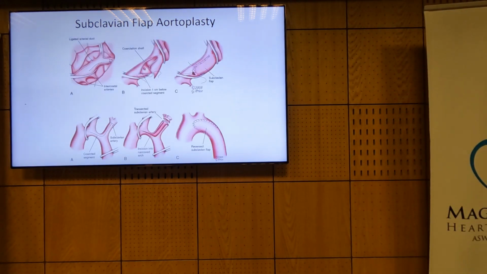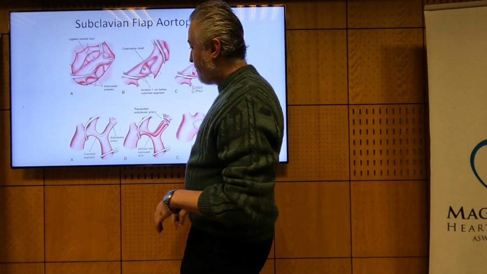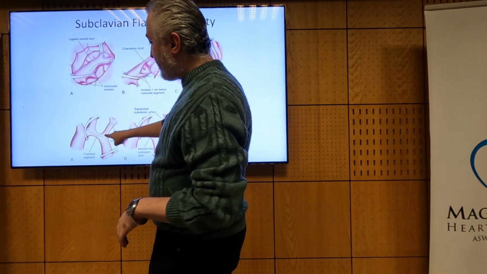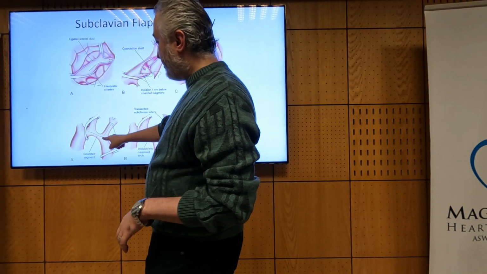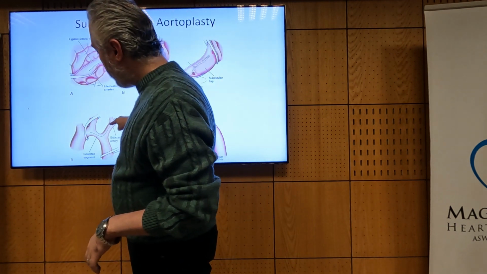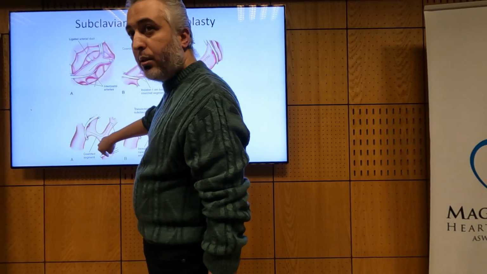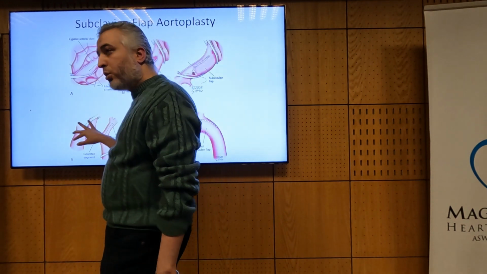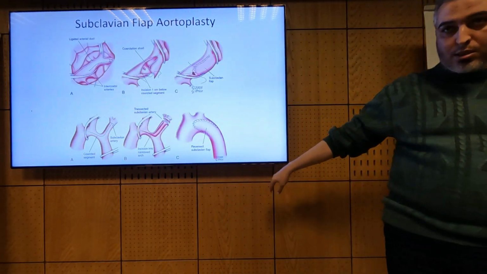There is a variation of that in patients with hypoplastic aortic arch, where the narrowing is actually proximal to the subclavian. So again, you cut the subclavian, and then the incision goes from the subclavian into the arch rather than from the subclavian into the descending. And then you turn that over into the arch to augment the aortic arch. You call that reverse subclavian flap.